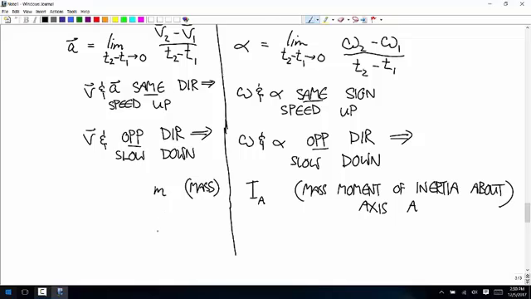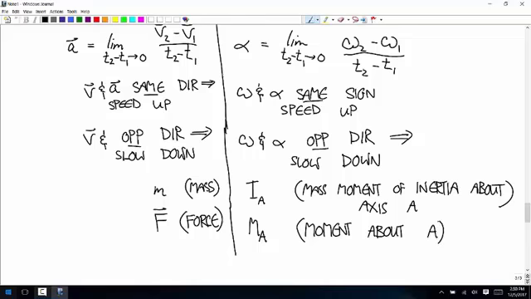And for particle kinetics, the thing that you apply to something to try to make it accelerate is a force. For angular kinetics, it's called M sub A. And that's called the moment about A, or sometimes people call it the torque about A. Torque and moment mean the same thing. You know, this is the axis A again.